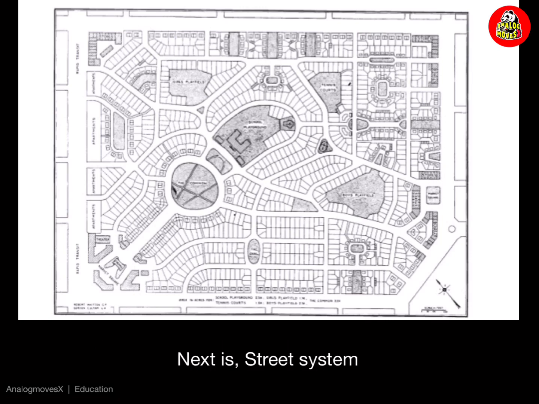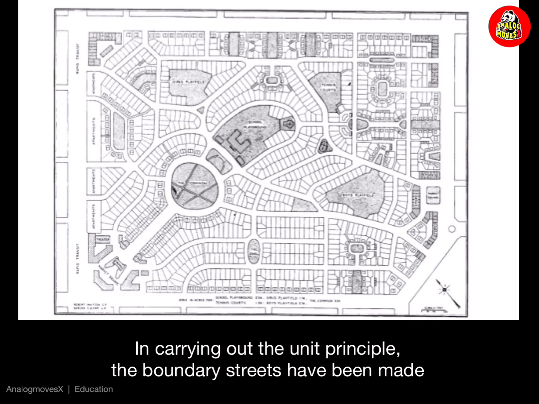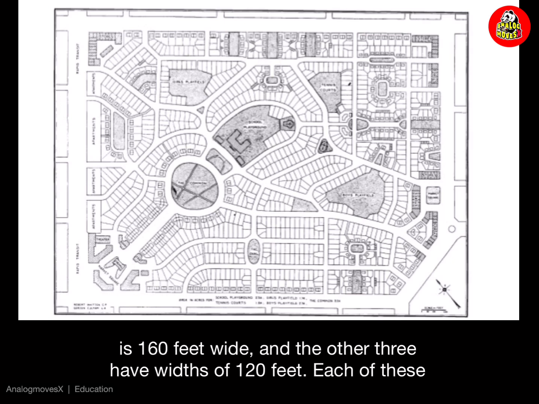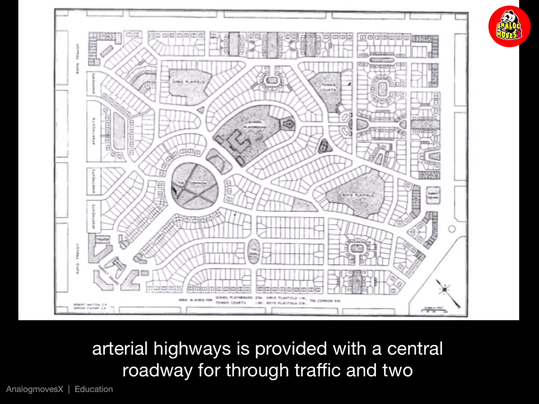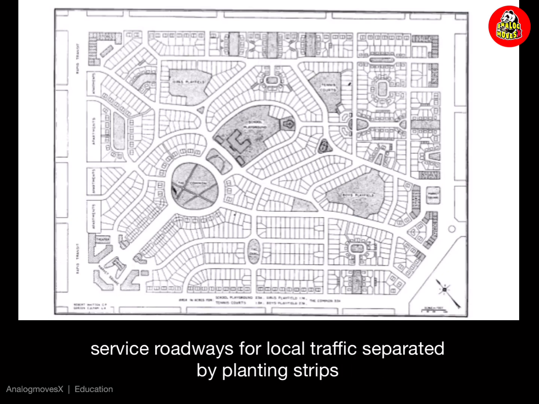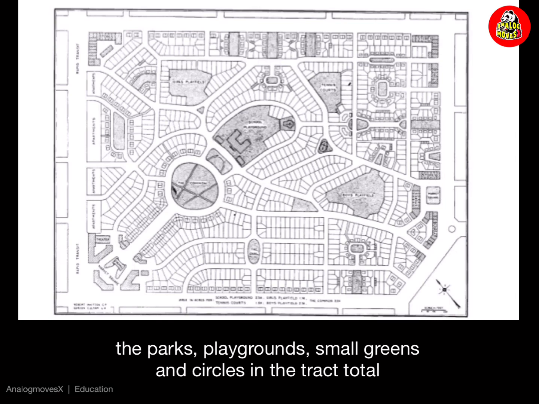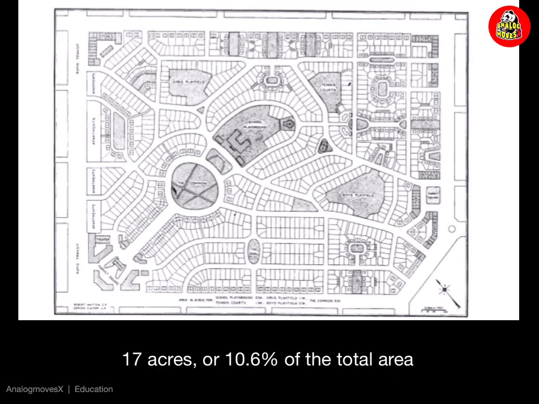Next is street system. In carrying out the unit principle, the boundary streets have been made sufficiently wide to serve as main traffic arteries. One of the bounding streets is 160 feet wide and the other three have a width of 120 feet. Each of these arterial highways is provided with a central roadway for through traffic and two service roadways for local traffic separated by planting strips. Next is open space. The parks, playgrounds, small greens and circles in the tract total 17 acres or 10.6% of the total area.